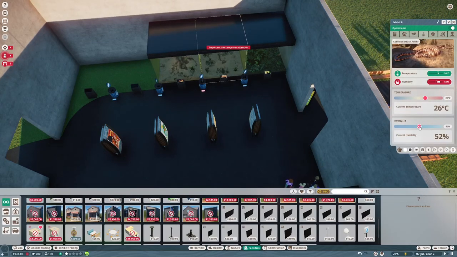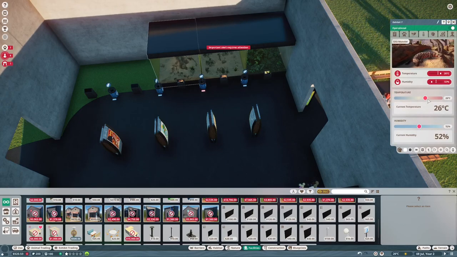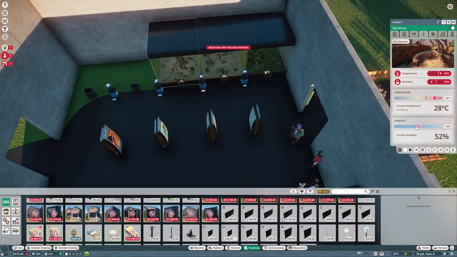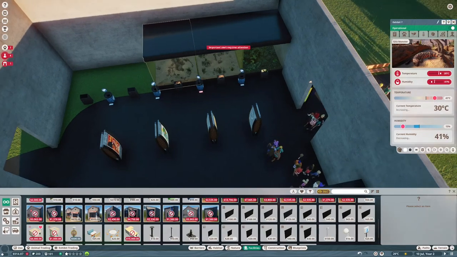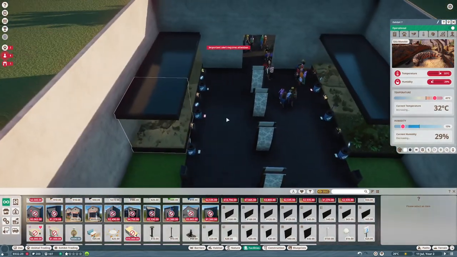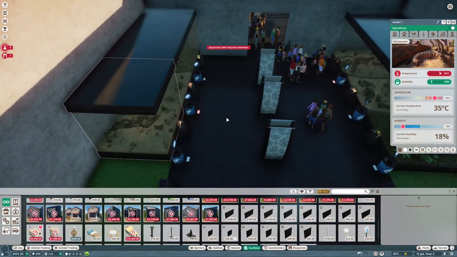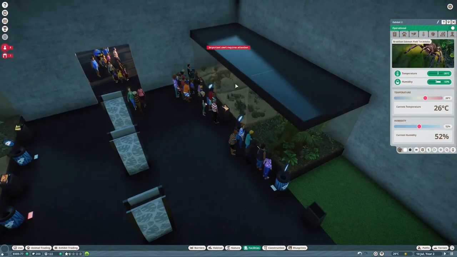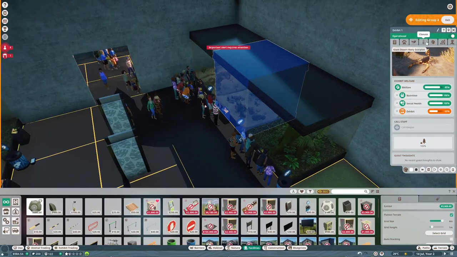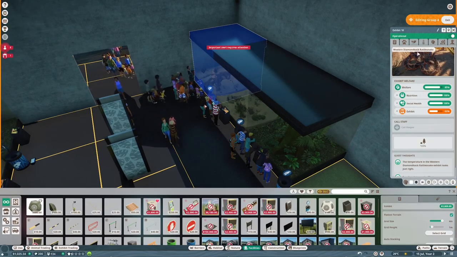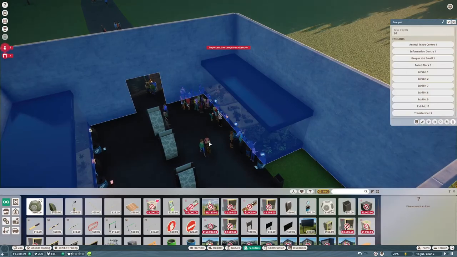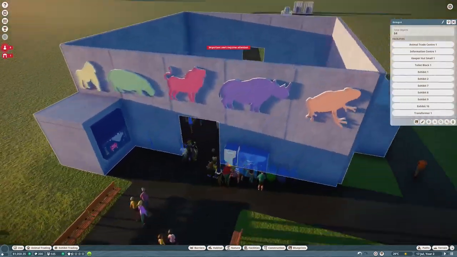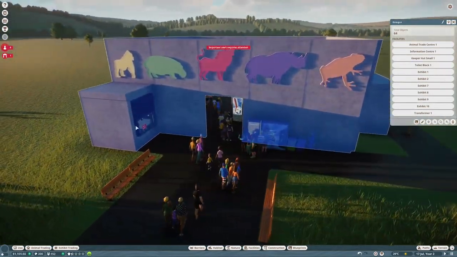Right, this guy wants more humidity. Move that up there. And let's increase the humidity. Temperature here. Decrease the humidity. That should be the start of our zoo. Okay. That's looking good. And that is looking good. Beautiful. Just a little exhibition place.